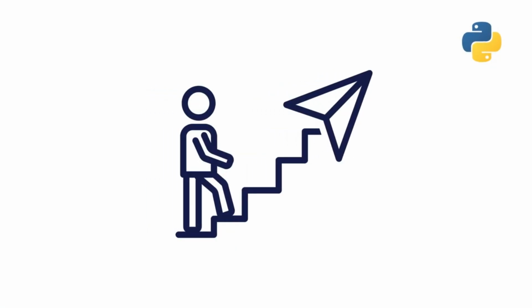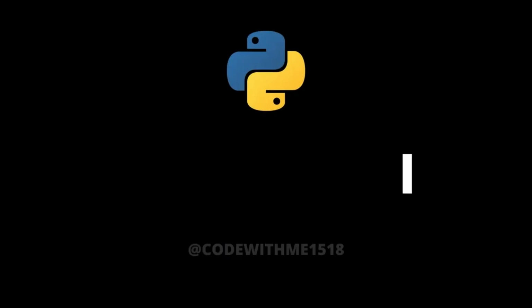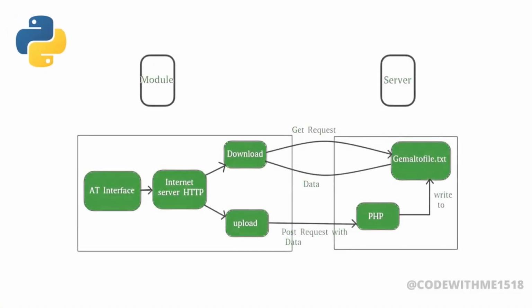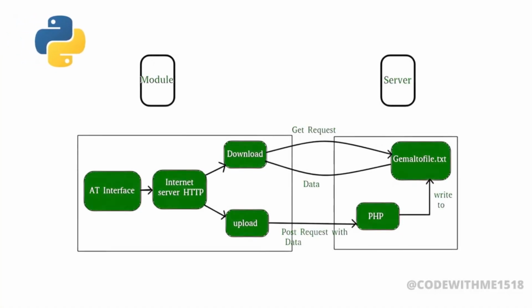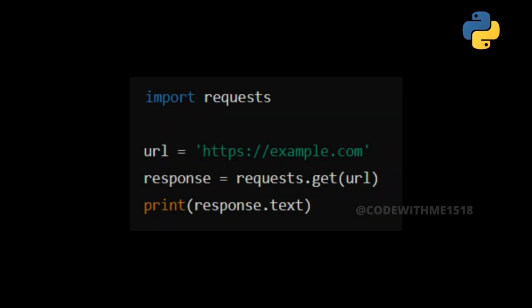To start web scraping, you first need to fetch the web content. We can do this using the requests library, which is a simple and easy-to-use HTTP library for Python. Here's how you can fetch a web page using the requests library. In this example, we use requests.get to fetch the content of the web page at the specified URL and print the HTML content.